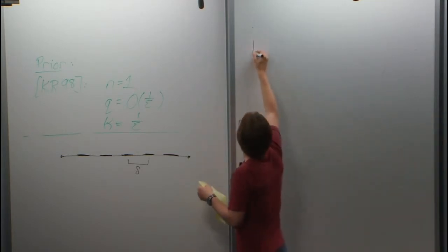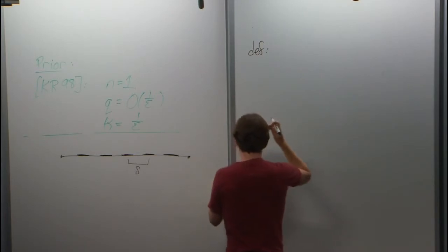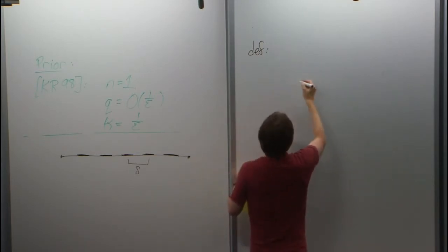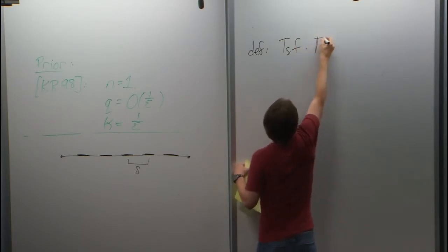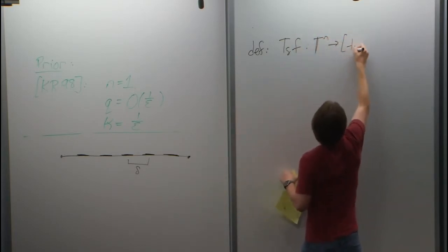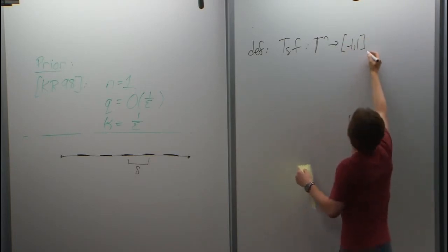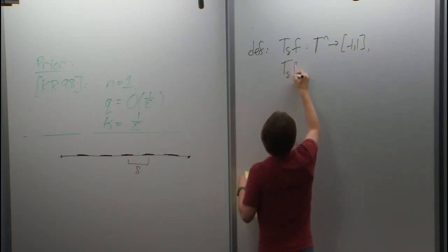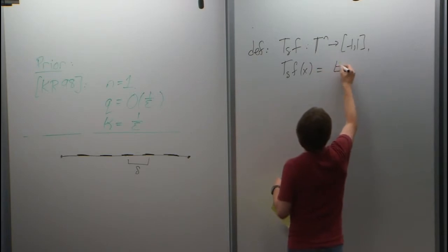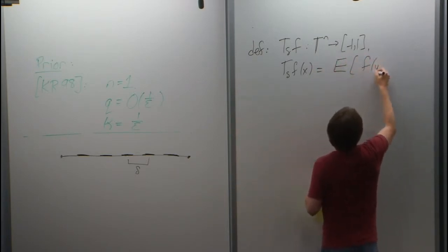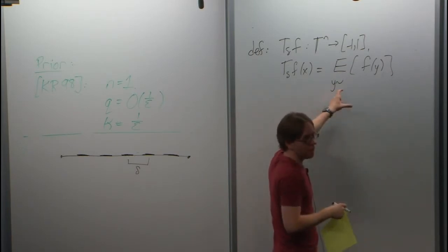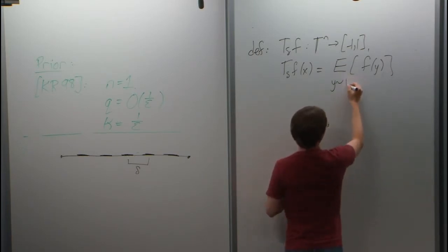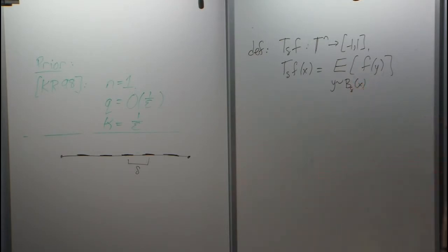So let's define, this is slightly non-standard notation, but I hope you'll be okay with it. I want to define T delta of f. That's another function from, let's say, the torus into the interval minus 1, 1. Its value at a point x is the expected value of f of y, where y is drawn not just as a random point at distance delta from x, but a random point in the ball of radius delta centered at x. Okay, so let's say this is the picture.